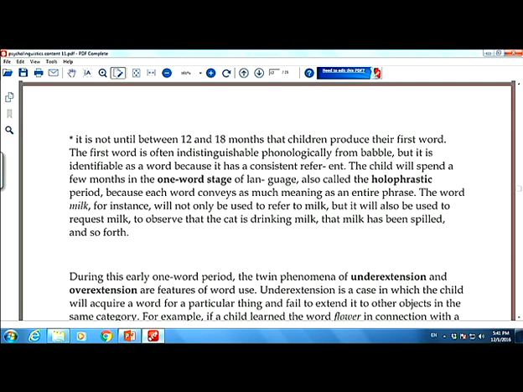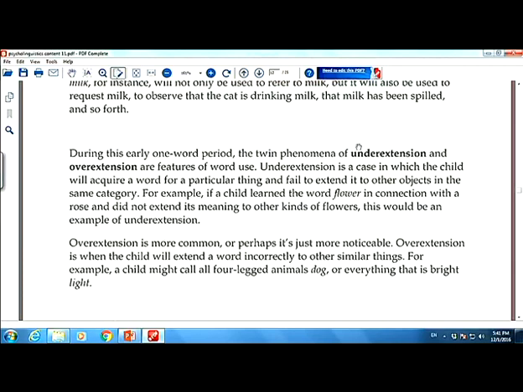All right, this is also very important. As you can see, when children acquire language, they have underextension or overextension. Overextension is when a child knows that the dog is an animal that has four legs, and the next day they see a horse, but they say dog. This is overextension. Underextension is the opposite.